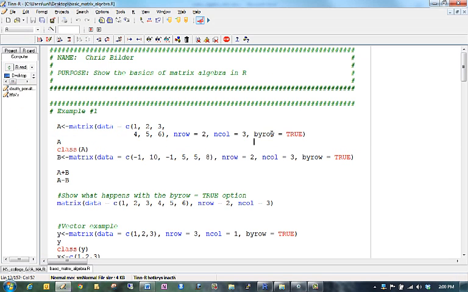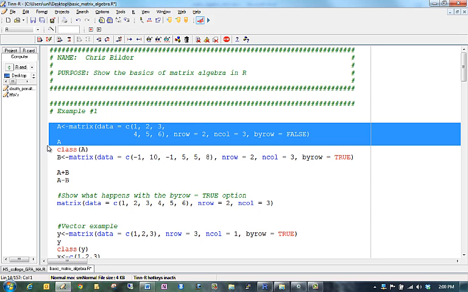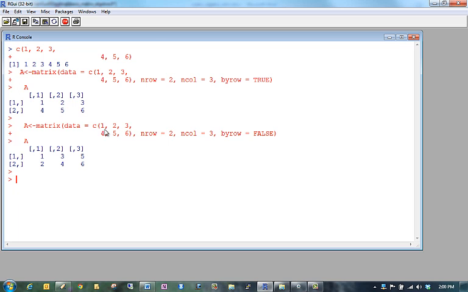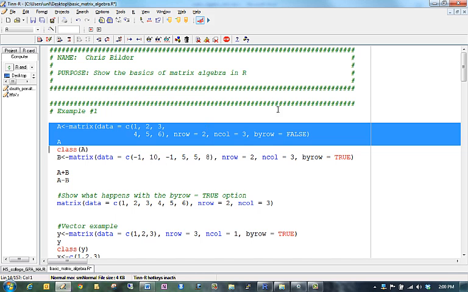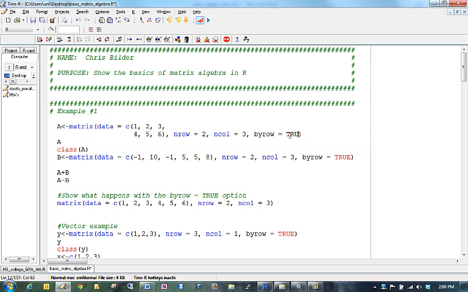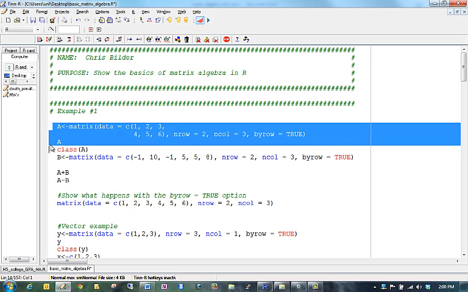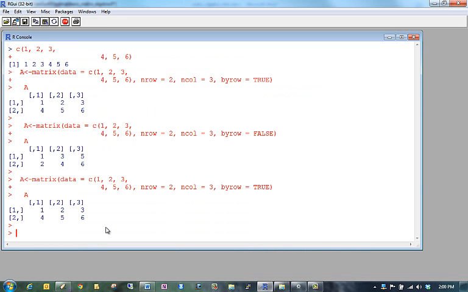Now look what happens though if I would have done the default of false here. Again, this is the default. Notice that R puts 1, 2 into the first column, 3, 4 into the second column, and 5, 6 into the last column. So you always got to be careful whenever you're creating a matrix that you know the ordering that items are put into the matrix.